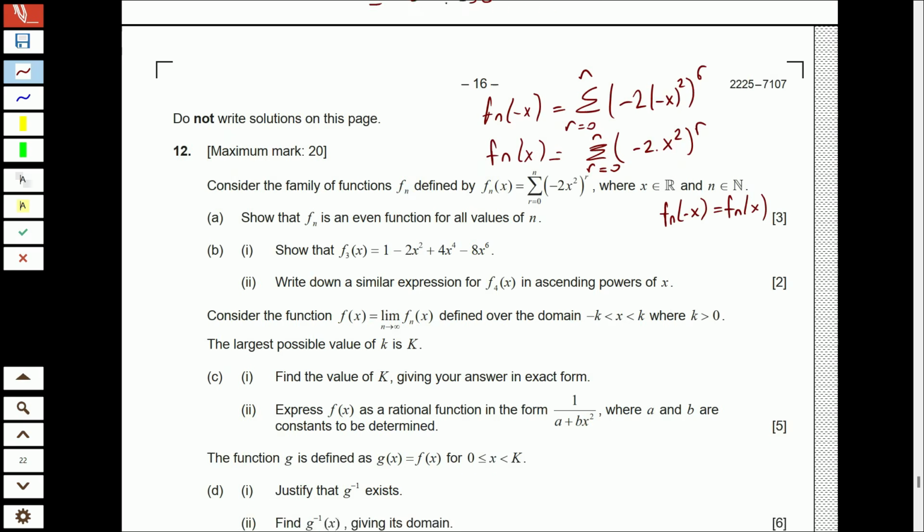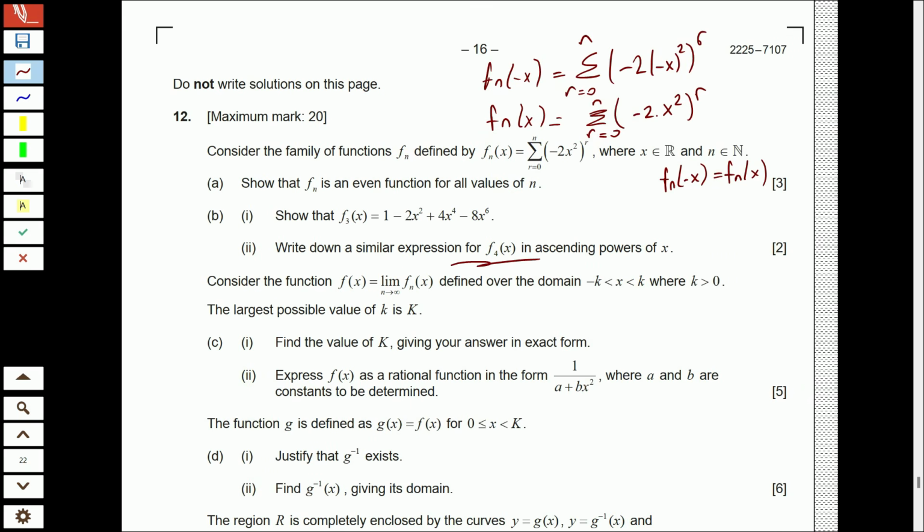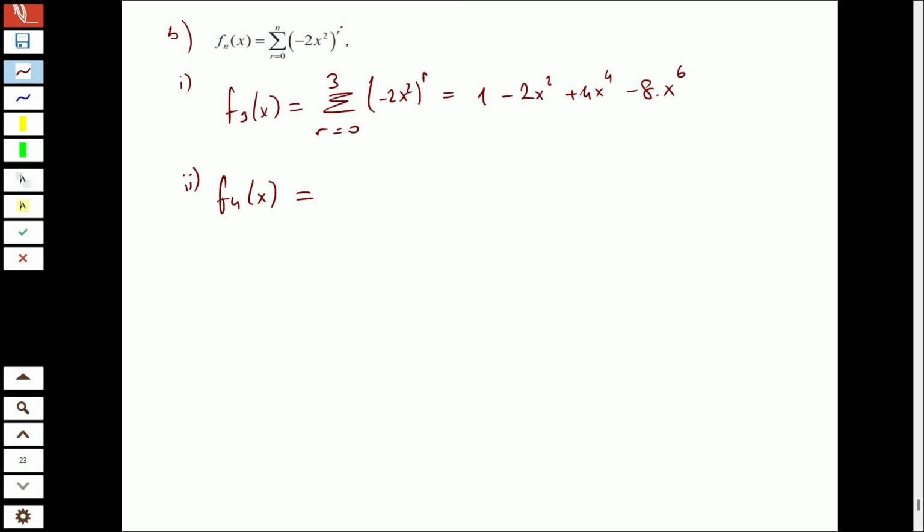Okay. And the next question is we're going to find f4. So now n is 4, right? It means I will just add the expression we found before this one to, I will replace r with 4, and it will be 16 times x to the power of 8.